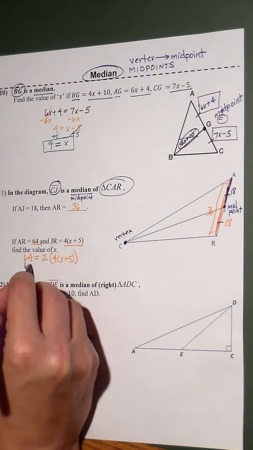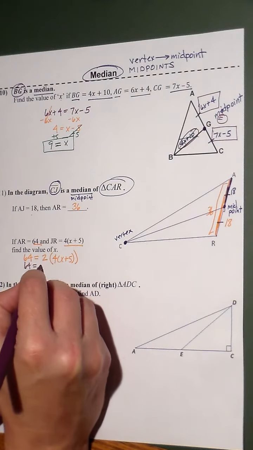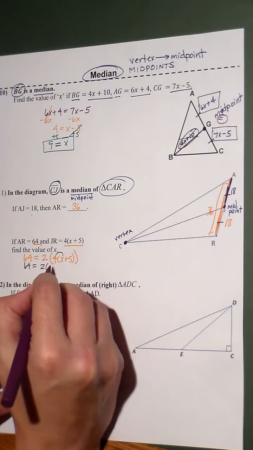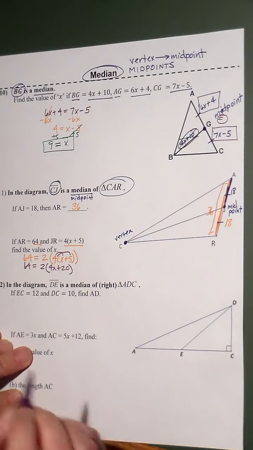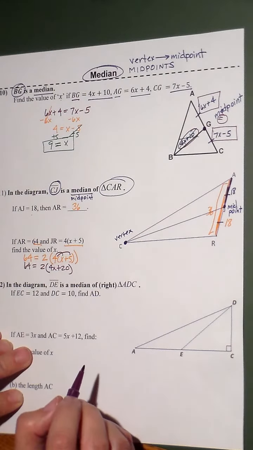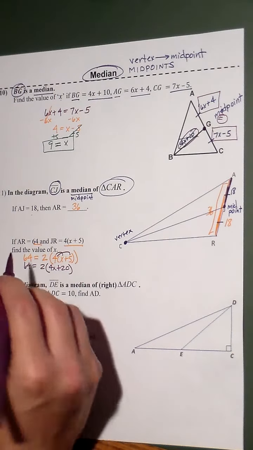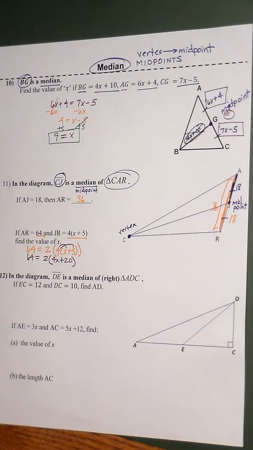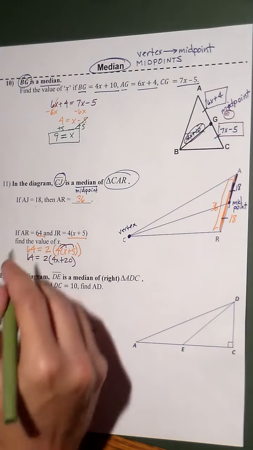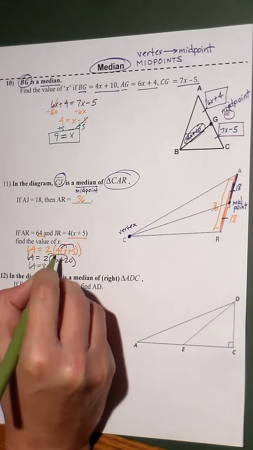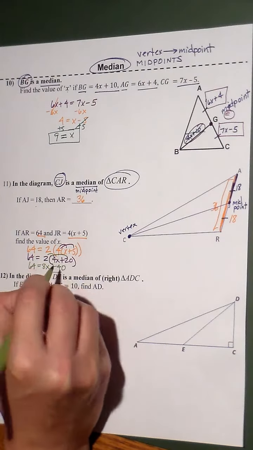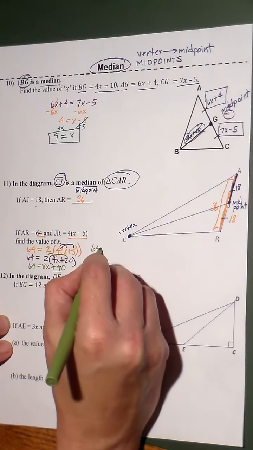So 64 equals, let's do the parentheses on the inside. 4 times x is 4x. 4 times 5 is 20. So I broke up the first set of parentheses. Then I'm going to keep moving. For my next step, I'm going to distribute again. So 64 equals 8x plus 40. I distributed. I'm going to write this over here.